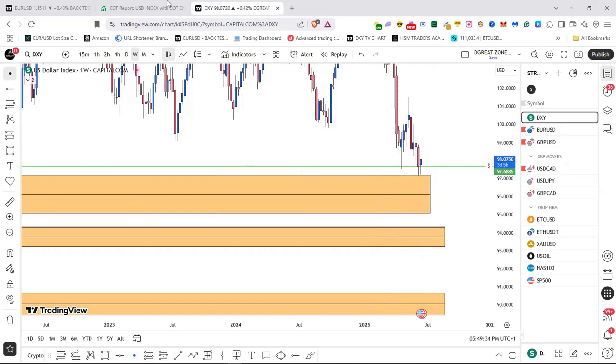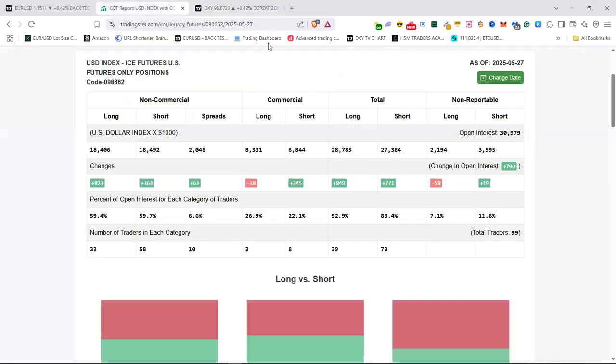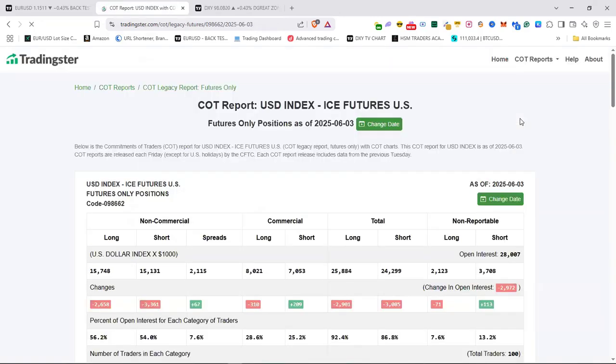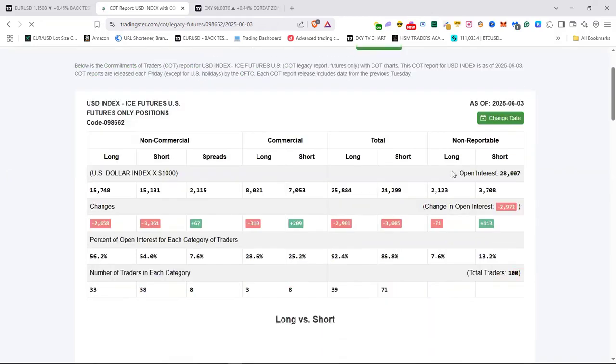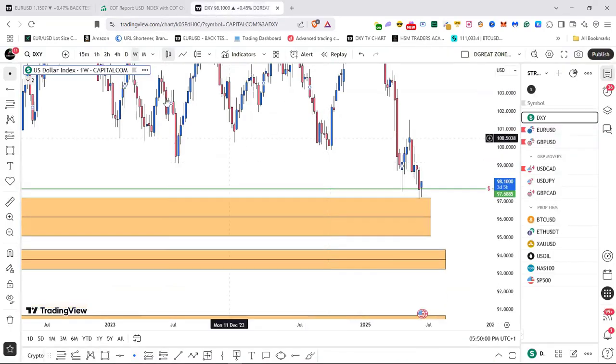So now, after NFP, they release COT reports that cover the third, right? So I think this one is even before NFP, right? So now before NFP, we started seeing their short position was decreasing and their long position was what? Increasing.